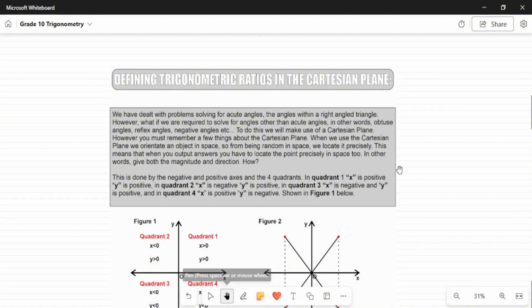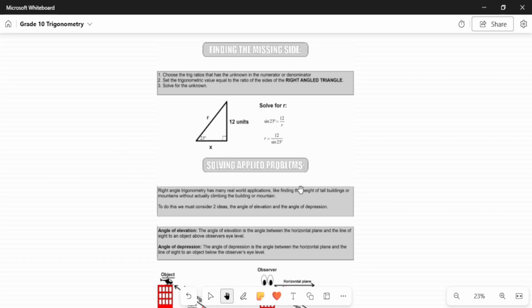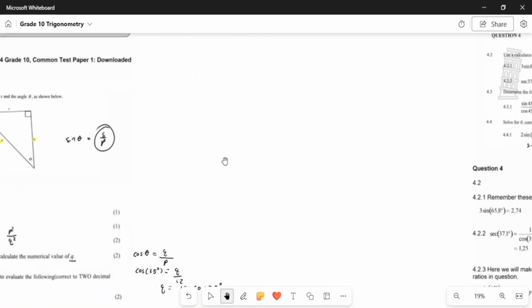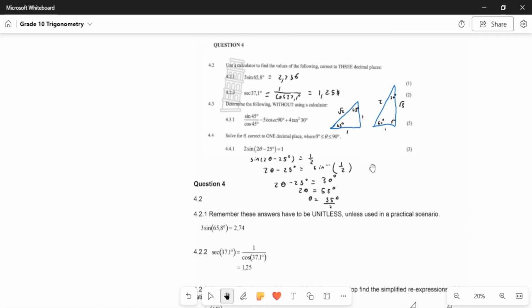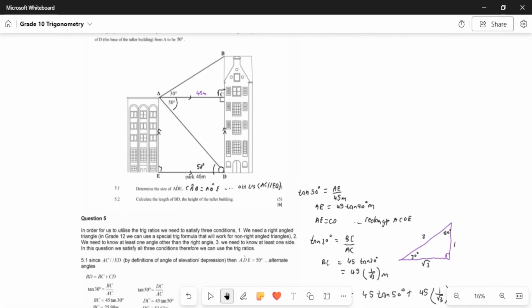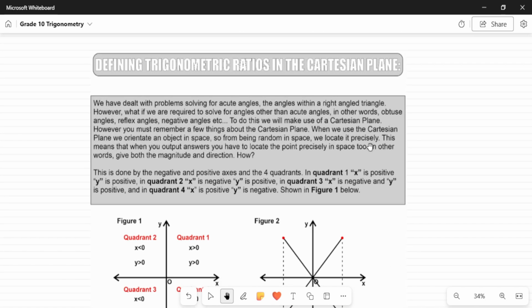Now, if you haven't noticed, all of the angles that we used to solve for missing sides or missing angles were acute angles. You can see all of these problems, angles that are less than 90 degrees. All of these angles that we outputted were less than 90 degrees. They were, in other words, acute angles. Now, what if we are required to do calculations for angles bigger than 90 degrees, like 170 degrees, or 235 degrees, or 195 degrees? How do we perform these calculations? We do that by making use of the Cartesian plane.